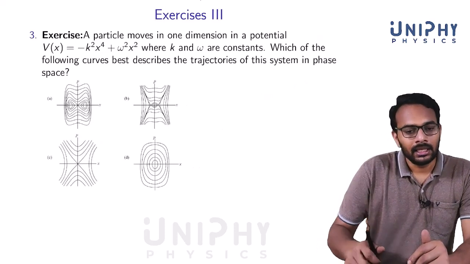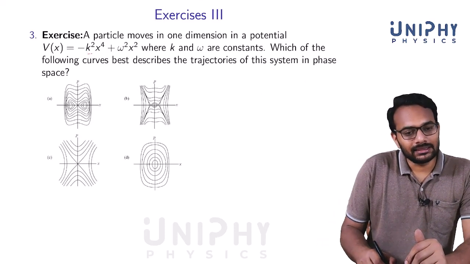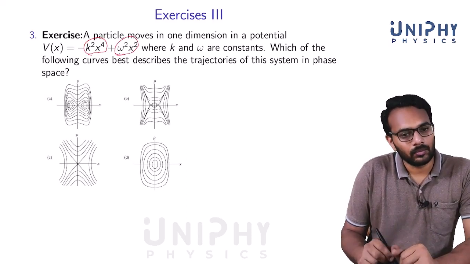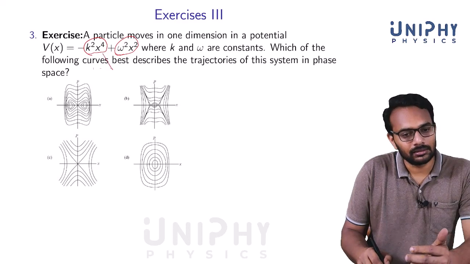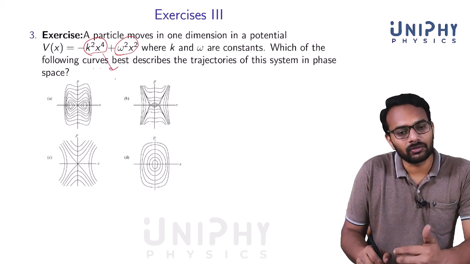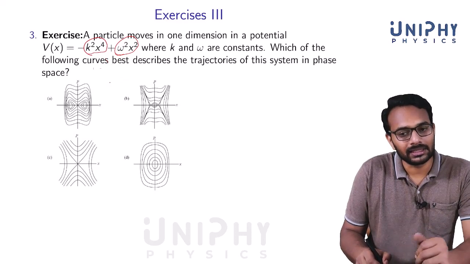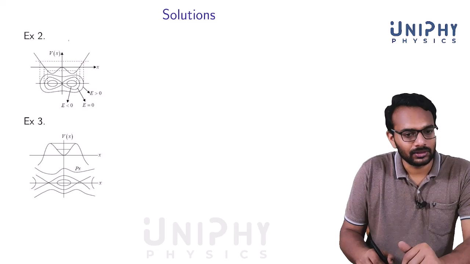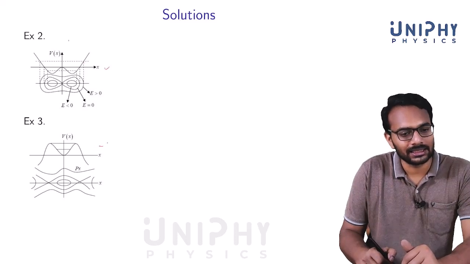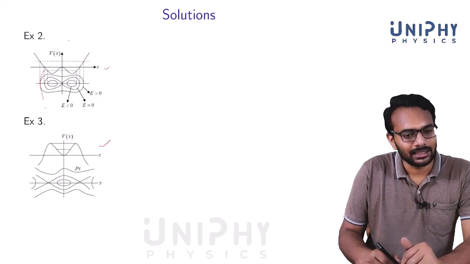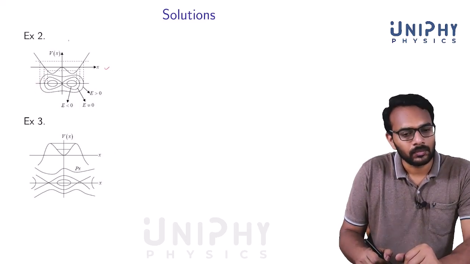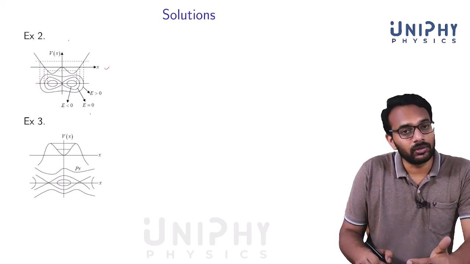The next problem is the potential energy is minus k squared x raised to 4 plus omega squared x squared. Again, plot this potential roughly, qualitatively, and from the shape of the potential energy curve, you will see what kind of phase space trajectory is possible. Now, I think the solutions are this. For exercise 2, it's this. For exercise 3, it's this. So you see that they are similar. The shape looks rather similar. Now, I think this is the answer. If I am wrong, you can just correct me.